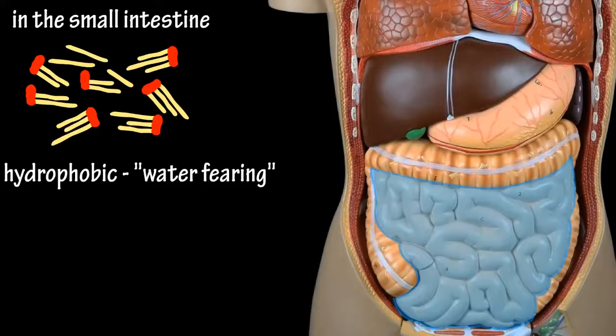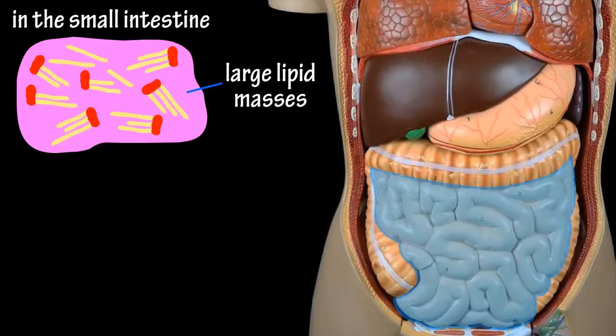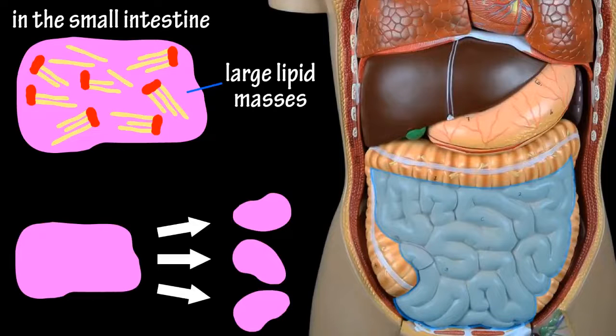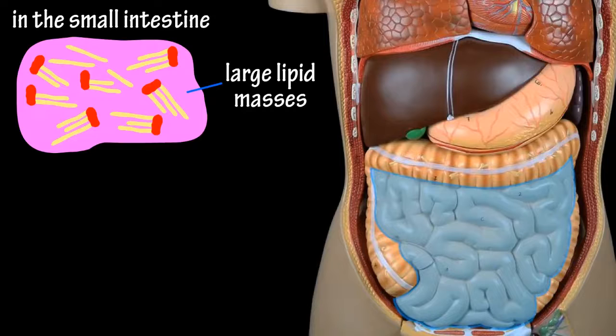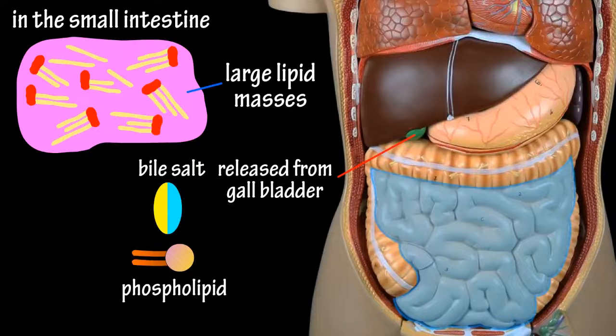Next, the fat molecules enter the small intestine from the stomach. Because the fat molecules are hydrophobic or water-fearing, they enter into the small intestine as large fat or lipid masses. So the body must first break down the larger masses into smaller droplets, which is called emulsification. They are broken down into smaller segments by bile salts and phospholipids, which are part of bile that is released by the gallbladder into the small intestine.